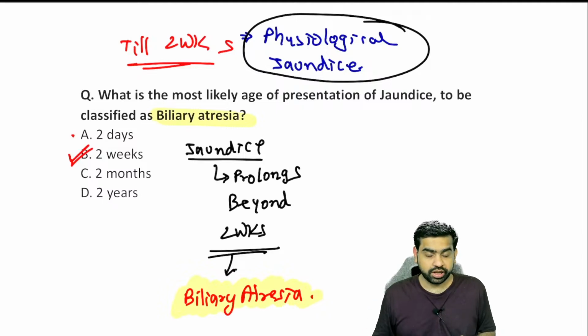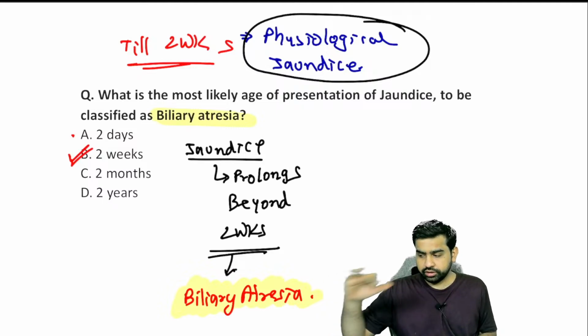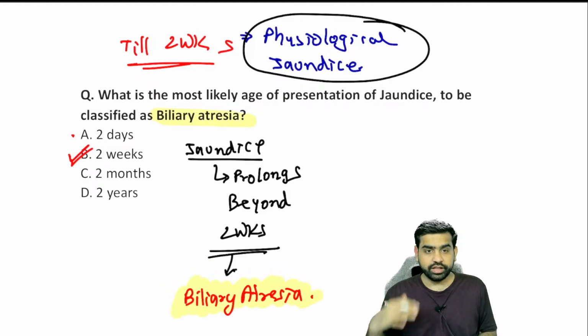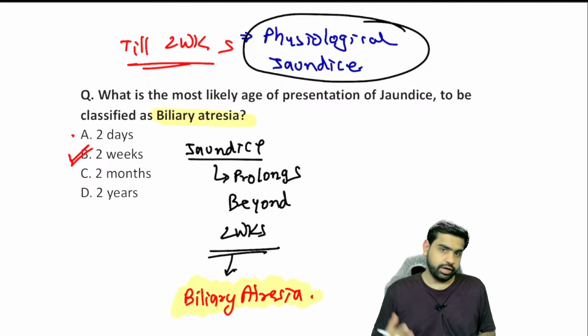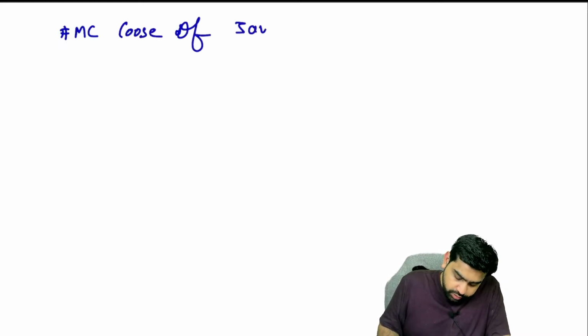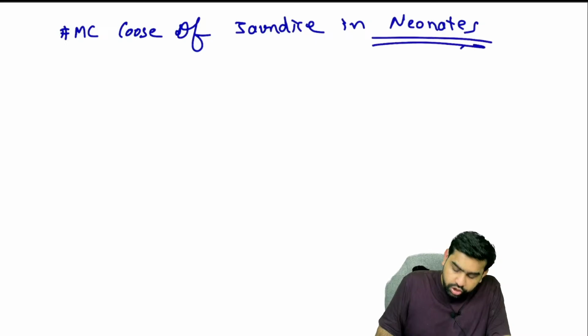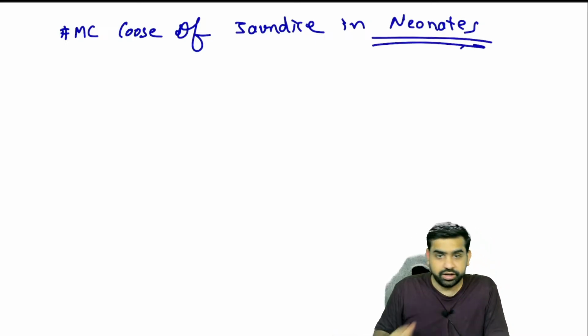I hope you are able to understand what is the biliary atresia. So the bile duct and the common bile duct and everything, that is not developing in the neonates. That is what is a biliary atresia. So biliary atresia is the most common cause of the jaundice in neonates. Okay, so what is this? This is the most common cause of the jaundice in the neonates. What is it? It is a biliary atresia. Okay, I hope you are able to understand this particular point.